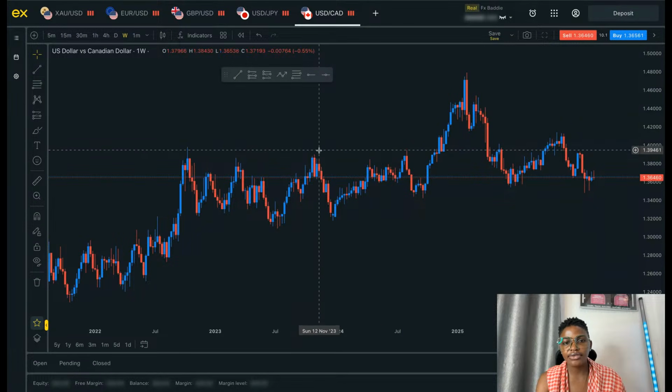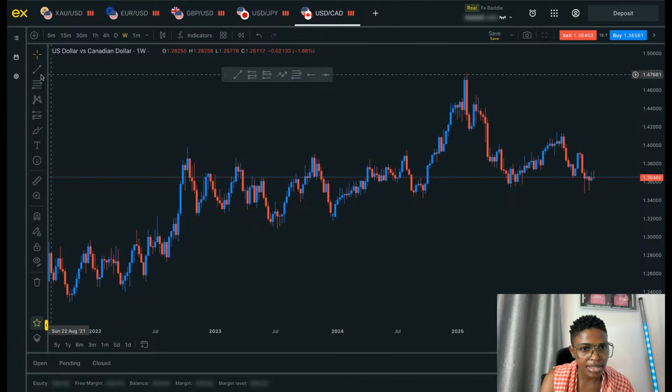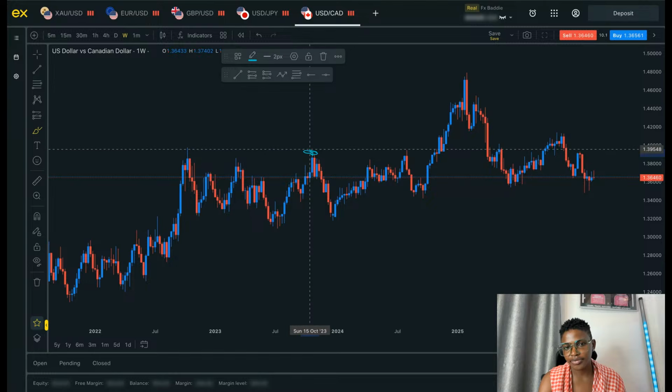I see a level here. I think maybe I should get a, what is this brush? What does this brush do? Okay, so I see a level here. I see that price respected the level again here.